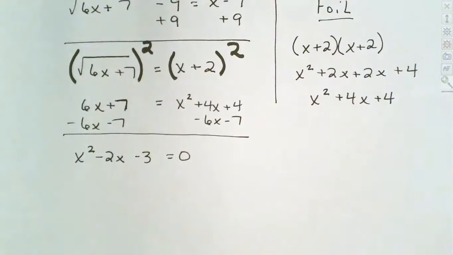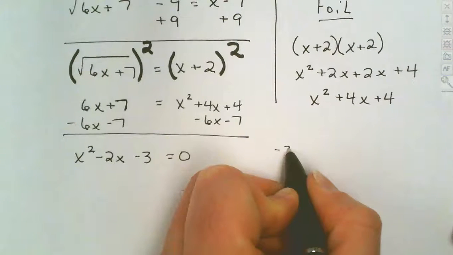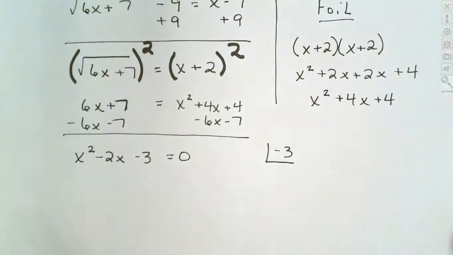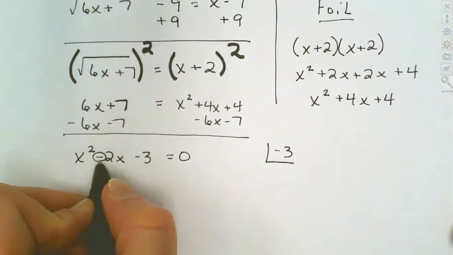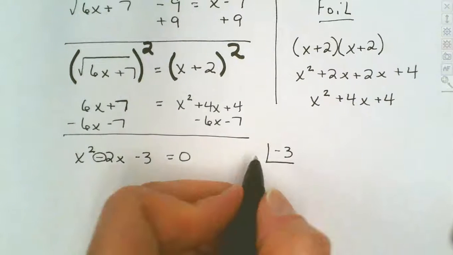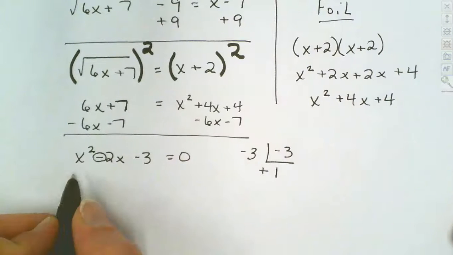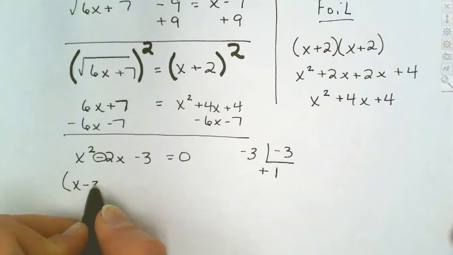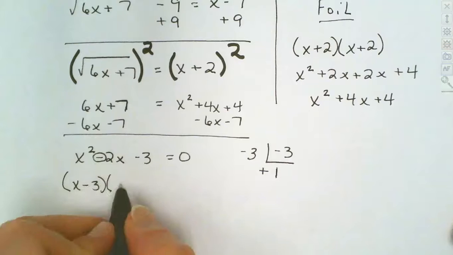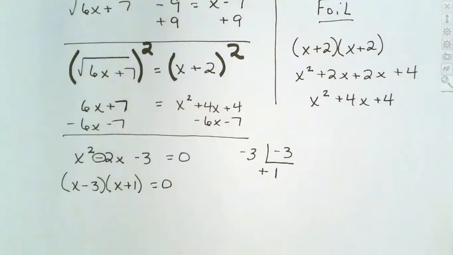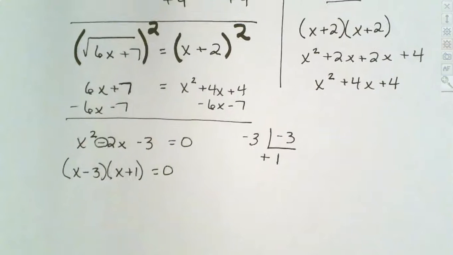So now all the square roots are gone. First times the last is a negative 3 again. And the middle number is a negative 2. So we need a negative 3 and a positive 1. That factors then into x minus 3, x plus 1. And we're getting close here. We just need to go ahead and finish this out.